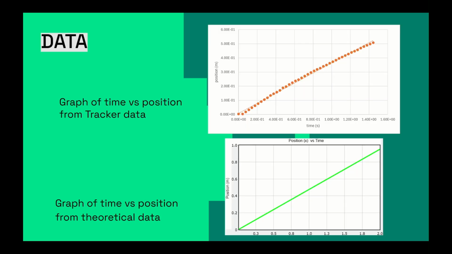The data here is two different sets. One is from the tracker data, and one is a model from GlowScript that uses the tracker data in the initial velocity and models what it would theoretically be.